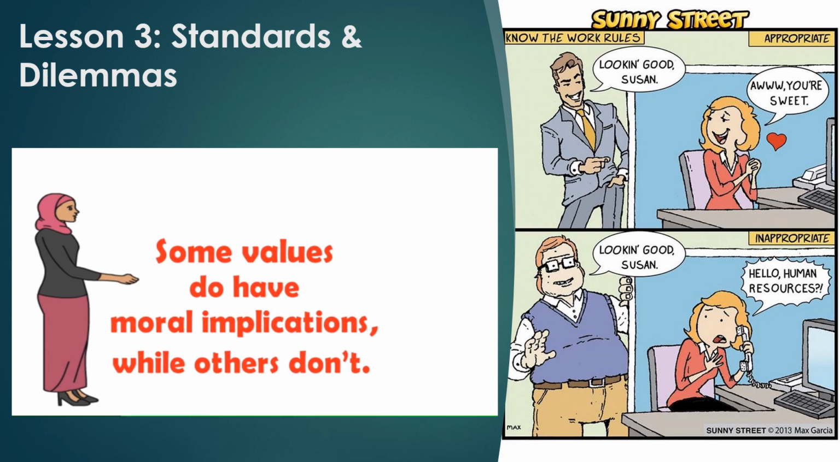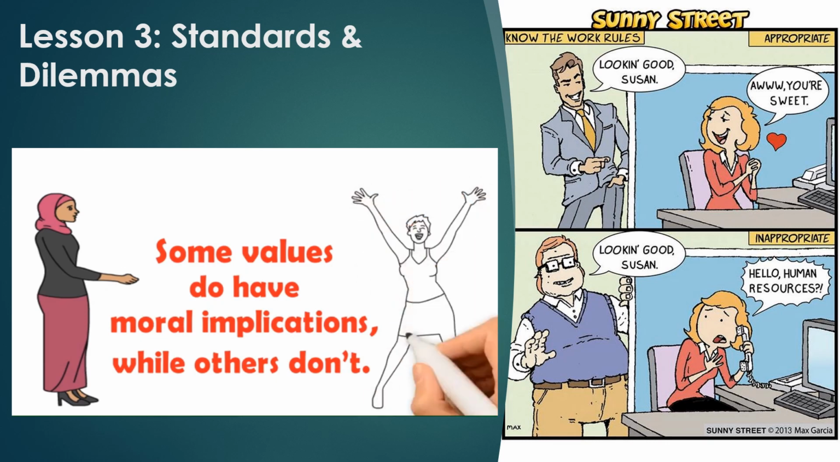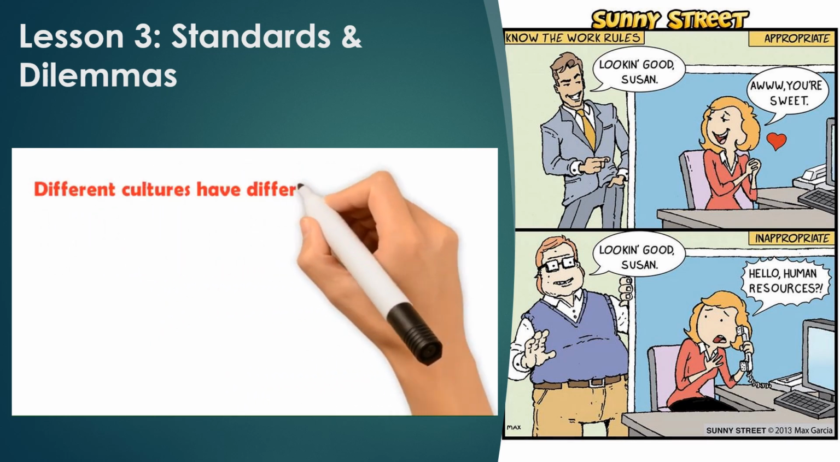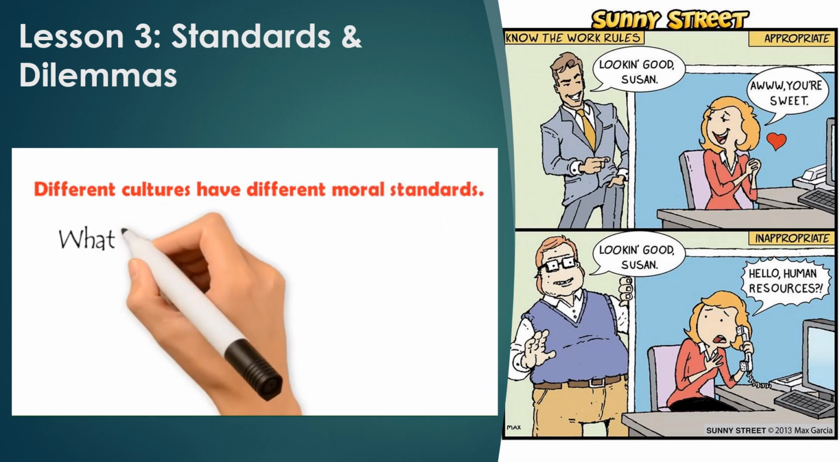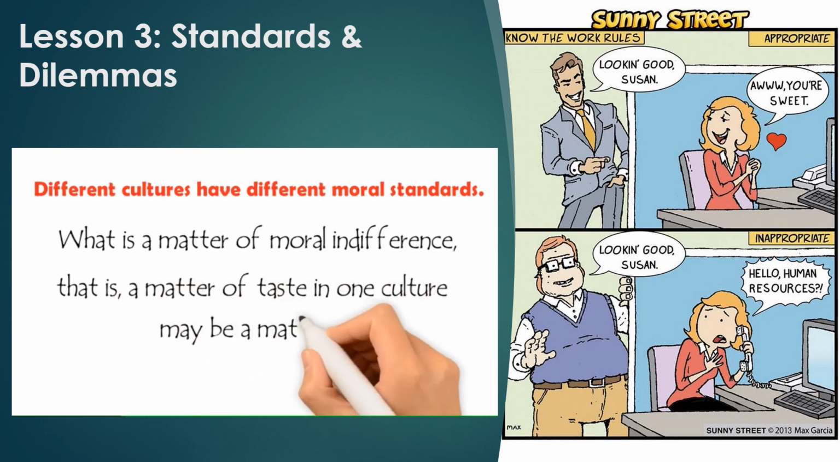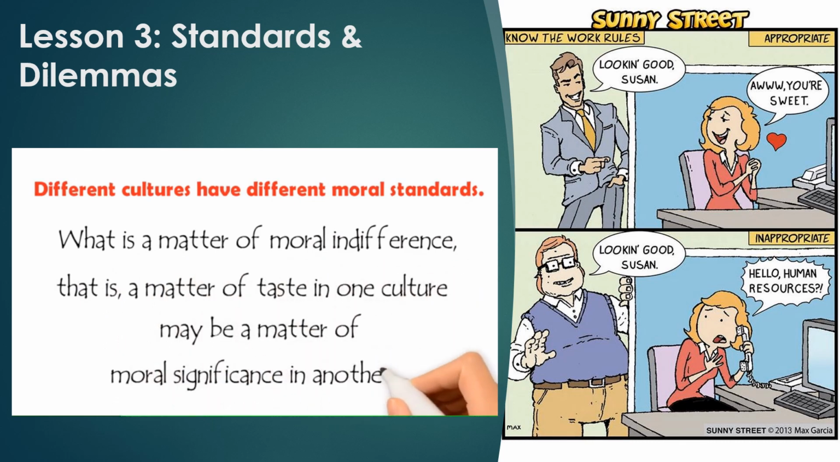bodies. As a matter of fact, the Hollywood canon of beauty glorifies a sexy and slim body and the wearing of extremely daring dress. The point here is that people in the West may have pitied Muslim women who wear hijab, while some Muslims may find women who dress up daringly despicable. And so this clearly shows that different cultures have different moral standards. What is a matter of moral indifference, that is a matter of taste in one culture, may be a matter of moral significance in another.